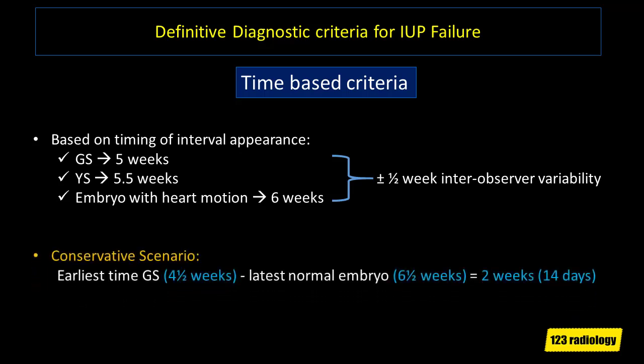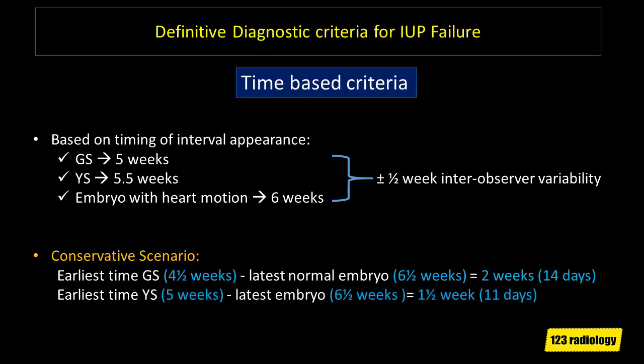And again, let's do the conservative scenario. The earliest time you will see a gestational sac is 4.5 weeks, minus the latest normal embryo, which is 6.5 weeks. The difference is 2 weeks or 14 days. Again, the earliest time you will see a yolk sac is 5 weeks, minus the latest embryo seen at 6.5 weeks. The difference is 1.5 weeks, or 11 days.